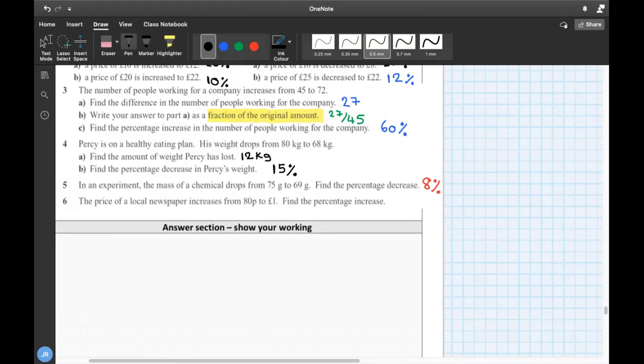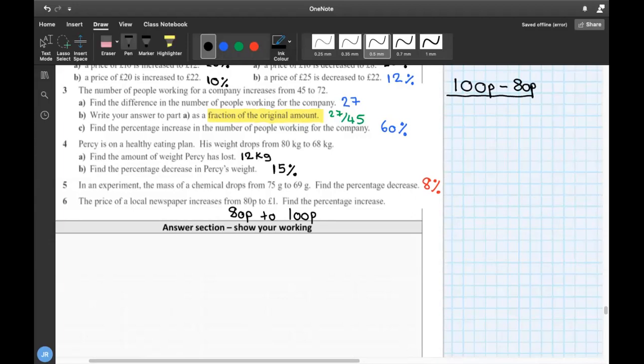So the first thing I'm going to do, because we're going to be doing division, it's going to be quite difficult if we go all in pounds, because then we've got decimal numbers. Much easier for us to stick with 80p and then £1 will be 100p. Okay, £1 is 100p. So these are the amounts I'm going to be using, and it increases from 80p to 100p. So to find the difference, do that first.